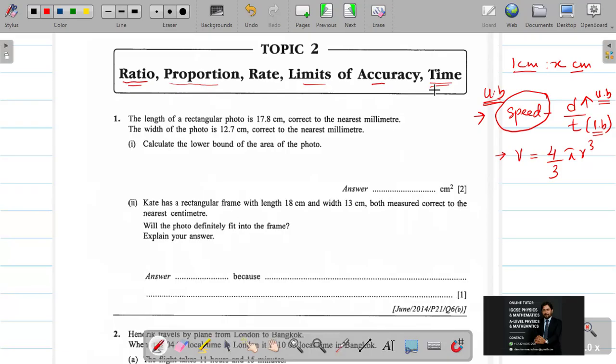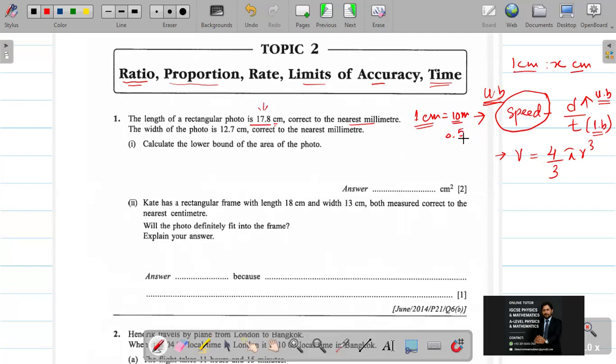First of all, he is saying the length of the rectangle is 17.8, correct to the nearest millimeter. It means this is in centimeters. When I'm going towards 1 millimeter, I know 1 centimeter has 10 millimeters, and I am taking its half, 0.5 centimeter, because 10 millimeters has 5 millimeters as its half, as it was given for 1 centimeter in the original quantity.